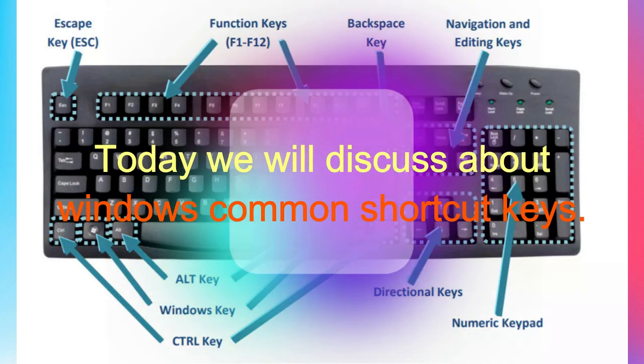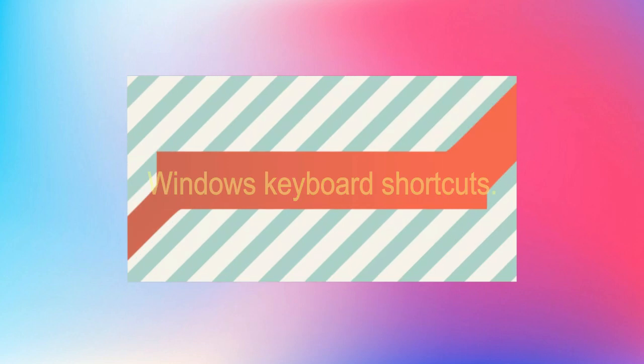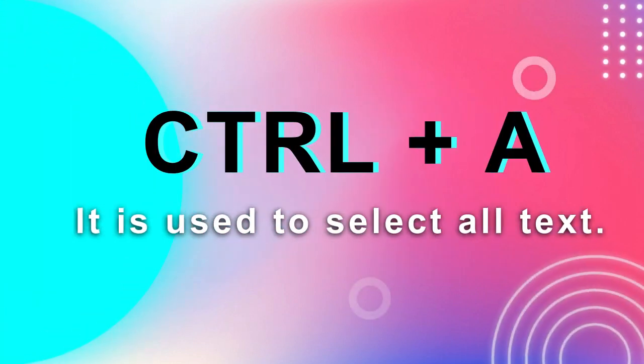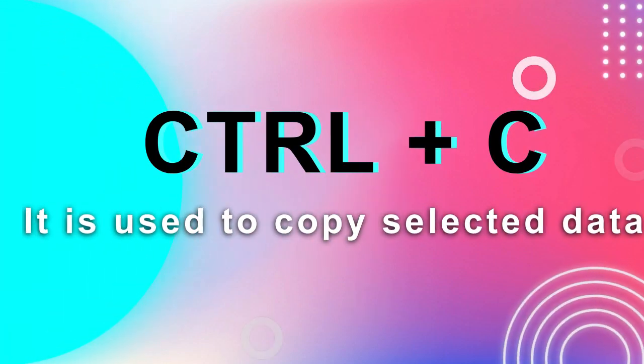Today we will discuss Windows common shortcut keys. Windows keyboard shortcuts. Ctrl+A. It is used to select all text. Ctrl+X. It cuts the selected item. Ctrl+C. It is used to copy selected data.